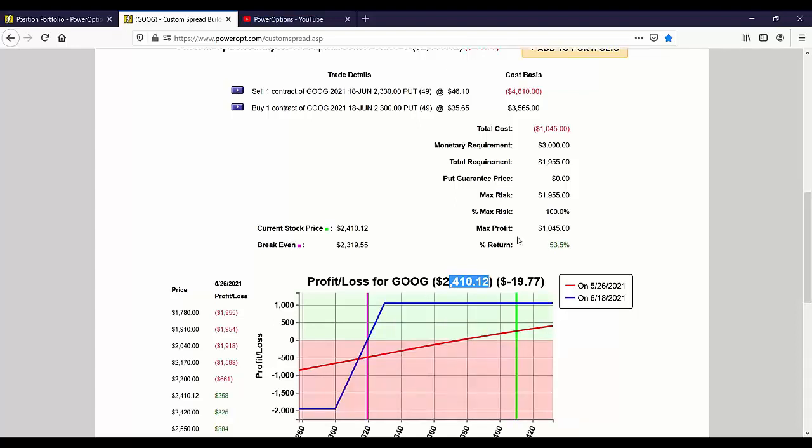But again, this would repair it in the sense that we're making up that $800 that Eileen lost. But in order to do that, we have to take on a higher risk. And this number here shows that the total monetary requirement, $3,000, the max risk is $1,955 because we keep the 1045 net credit.